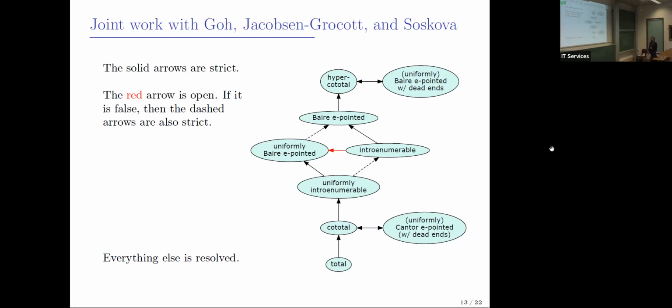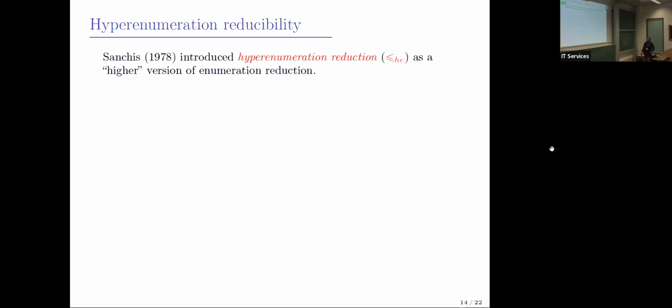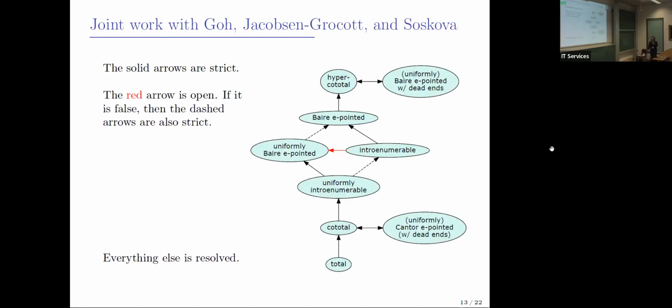Okay, so what's this stuff up here? I want to say a little bit about that. Okay, this is a diagram I'm going to come back to, and I will talk about why this arrow is strict. Why uniform introenumerability is weaker than cototality. That's one of the main results in this joint work with Goh, Jacobsen-Grocott, and Soskova.